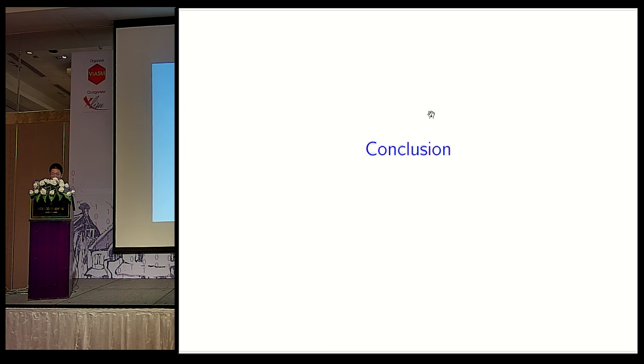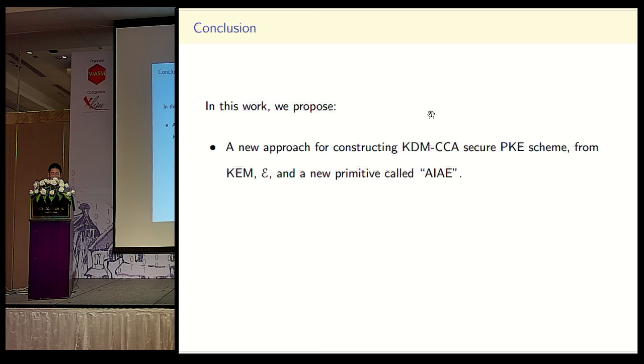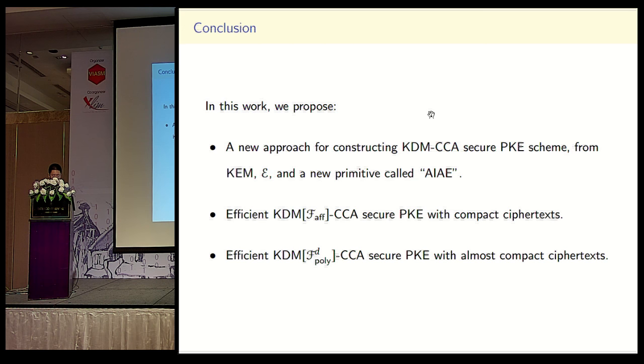So this concludes our work. In this work, we propose a new approach for constructing KDM-CCA secure PKE from three building blocks, KEM, E and a new primitive called AIAE. By designing specific building blocks, we construct efficient KDM-CCA secure PKE for affine functions and for polynomial functions. And the ciphertexts of our schemes are compact.